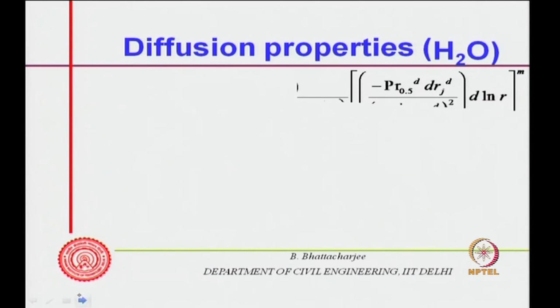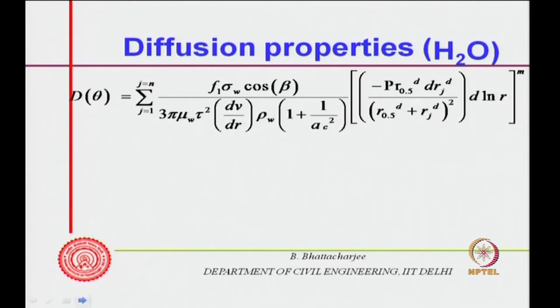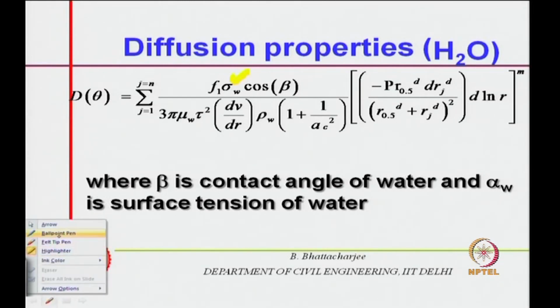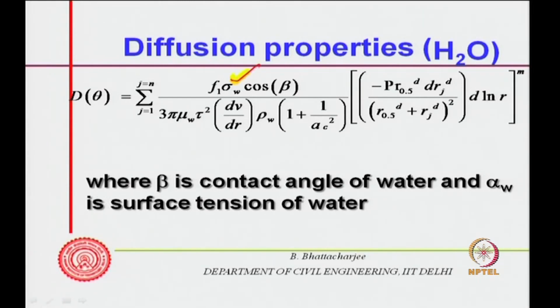Similarly, this hydraulic diffusivity can be expressed in a similar manner from pore size distribution using this equation. All the things are the same, except that here this is the surface tension property, the surface tension property of water, and F1 relates to aspect ratio actually. F1 is another property which is related to the pore size distribution.